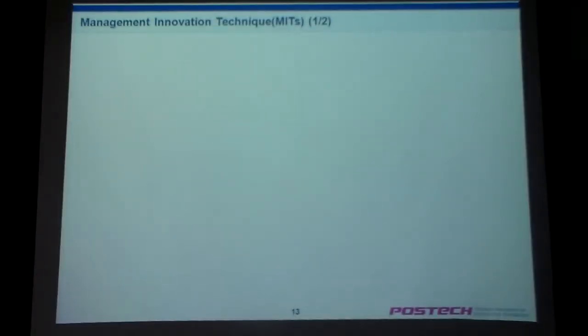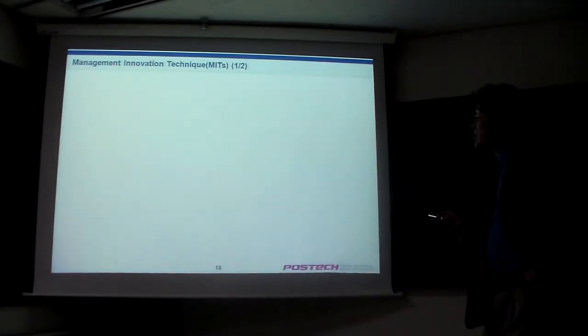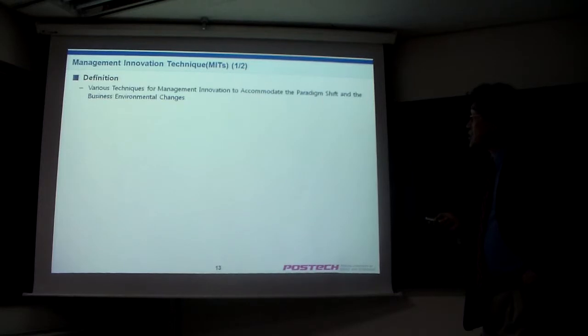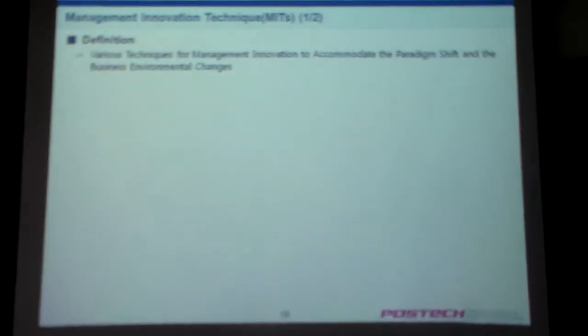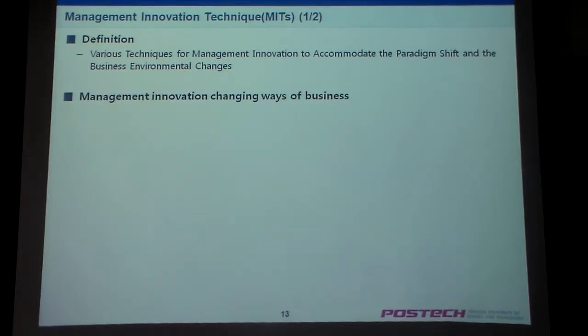So there are many MITs, so we understand that the paradigm has been shifted from old paradigm to new paradigm. So we are looking for MITs like this, and the definition is various techniques for management innovation to accommodate the paradigm shift and business environment changes. And so MIT is changing the way of business, for example, business process re-engineering, enterprise business planning. Right? This is a new innovation technique.